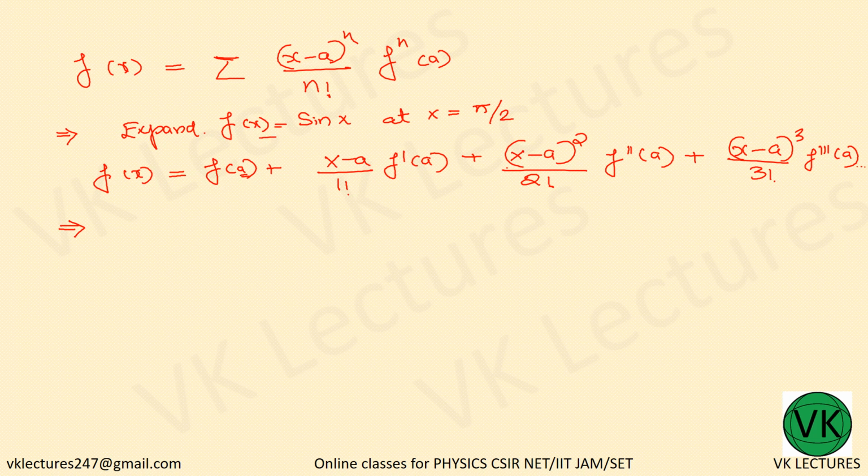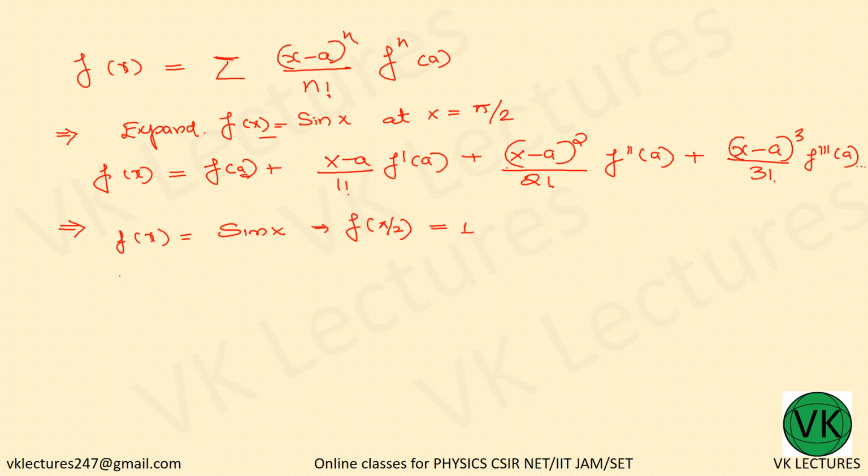Okay. Now we need to expand this function f of x equal to sin x at x equal to pi by 2. Now f of x, what is the function? f of x is equal to sin x. So this is the function. Now what is f of pi by 2? f of pi by 2 is sin pi by 2, that is 1.